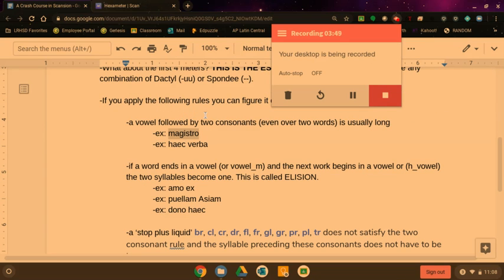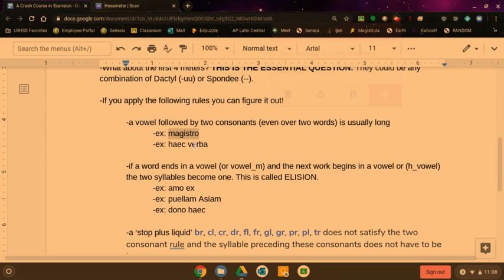A vowel followed by 2 consonants is usually long. So in this word, magistro, the middle syllable, the gis, I would know is long because of the I followed by the ST. That I followed by ST right there makes that syllable long. Here's an example, hic verba, 2 words in a row, and you have an E followed by CV. That's what I mean by it can happen over 2 words. And so we would know that this hic is long. This syllable is long. We would also know this is long too because of the RB right here. Now the A we wouldn't know. We'd have to figure it out some other way.